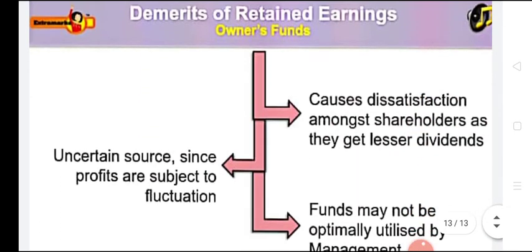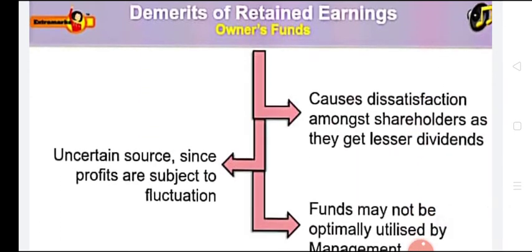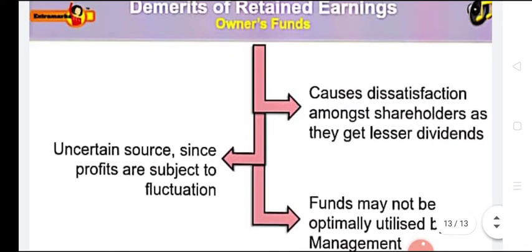Now the last topic of today is the limitations of retained earnings, or saving the money through the profits. This causes dissatisfaction among the shareholders because if the company retains more of the earnings, it will pay less dividend to the shareholders. So this may cause dissatisfaction among the shareholders of the company.